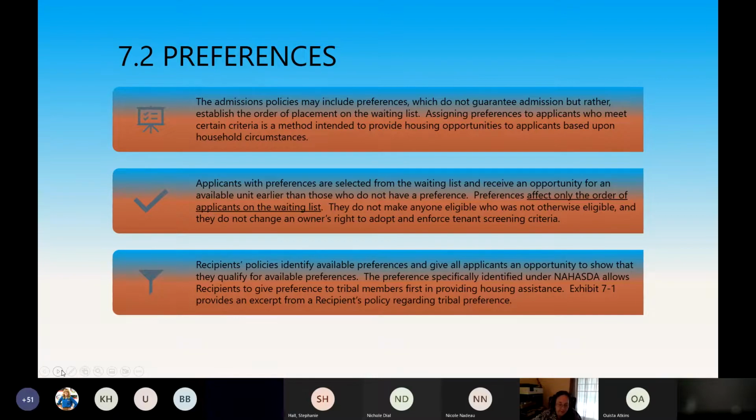Recipients identify available preferences, give applicants an opportunity to show that they qualify for that available preference. Don't just believe somebody's a vet. You're going to have proof of that if you're giving a veteran's preference. The preference specifically identified under NAHASDA allows you to give preference to your tribal members first. Okay, that's how it should read. We're going to give preference to all Bay Mills members first. Any other federally recognized tribe, however you write that.